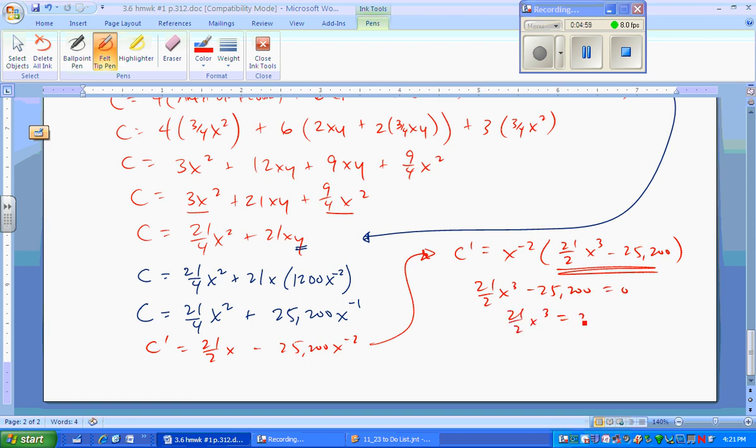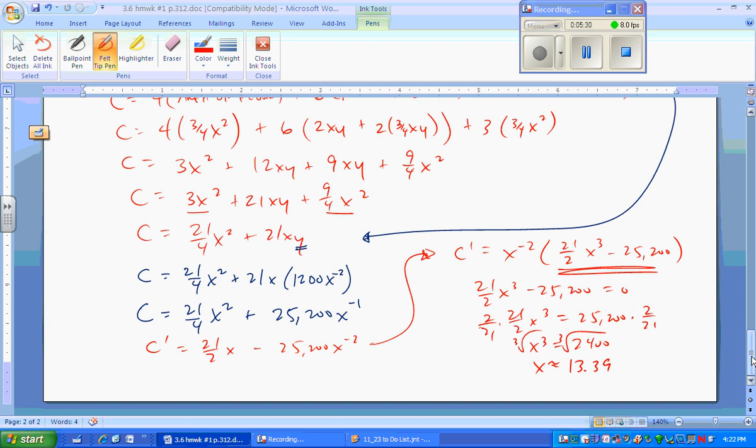So we add 25,200 to both sides. Multiply by 2 over 21. x cubed equals 2400. Take the cube root of both sides, and x is approximately 13.39.